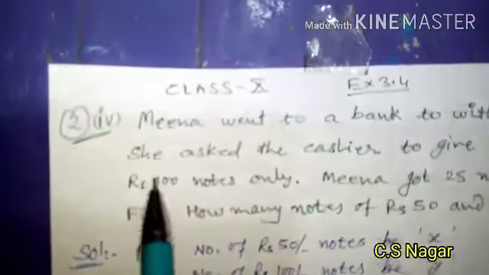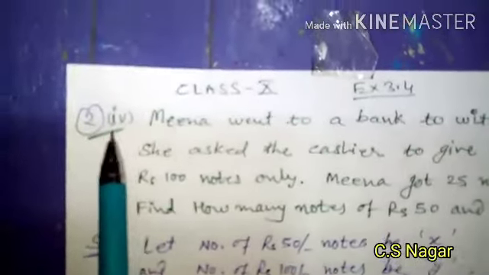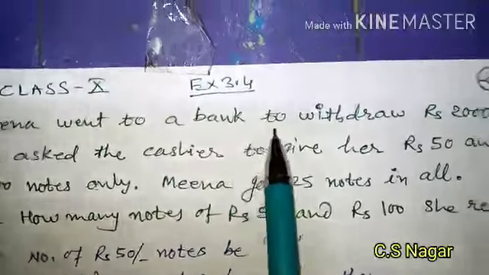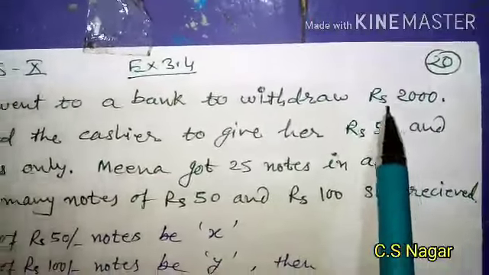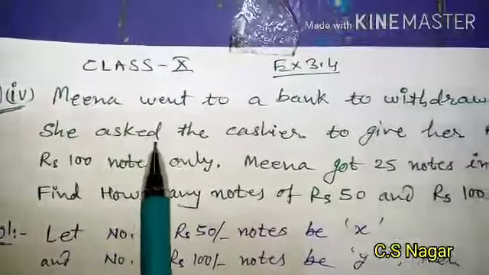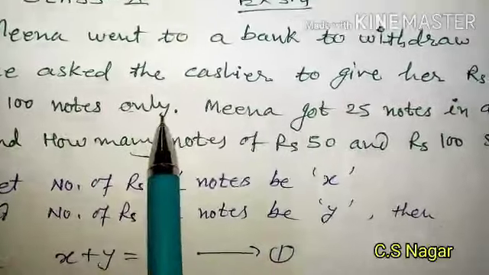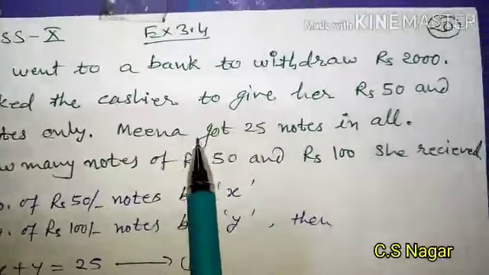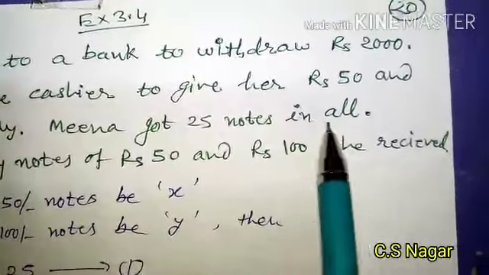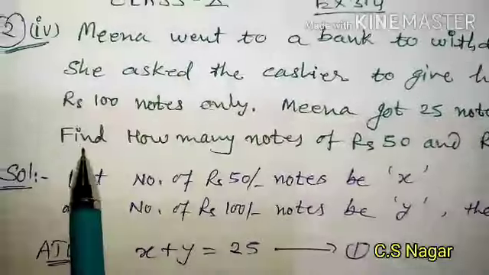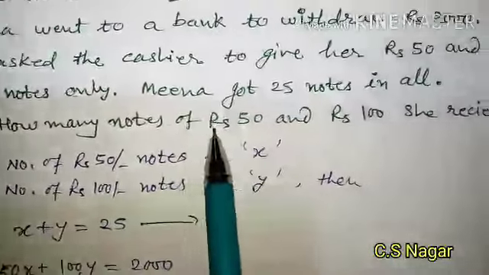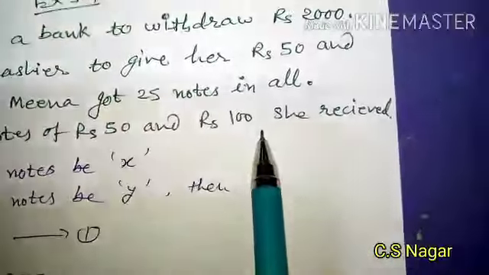Now next question, question number 4. Meena went to a bank to withdraw rupees 2000. She asked the cashier to give her rupees 50 and rupees 100 notes only. Meena got 25 notes in all. Find how many notes of rupees 50 and rupees 100 she received.